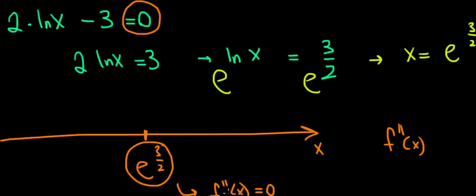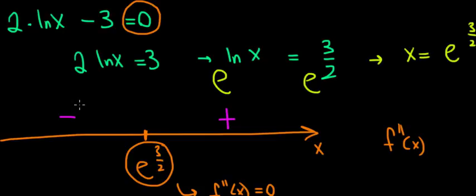Well, how can we know where the range is going to be positive and where it is going to be negative? Well, if we give values higher than e to the power of 3 over 2 into x, we will get values higher than 0. So the range higher than 0 is to the right of e to the power 3 over 2, and values less than e to the power 3 over 2 will give values less than 0. So this will be a negative range.